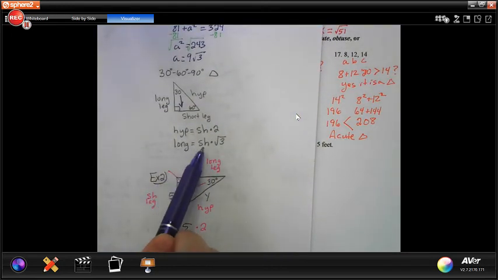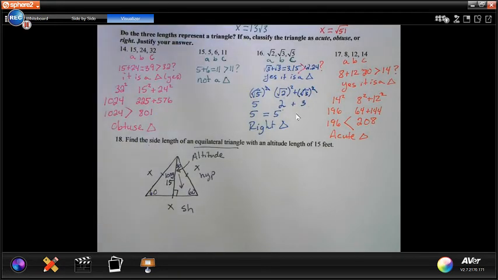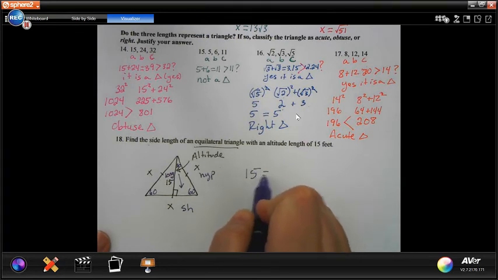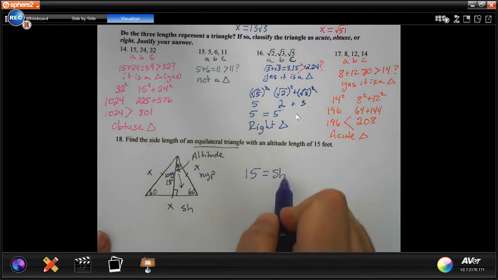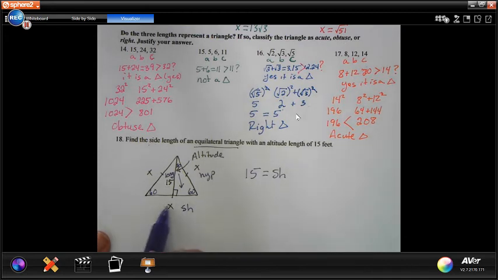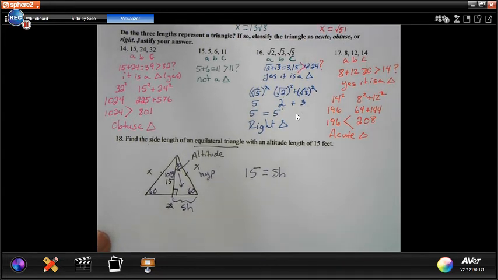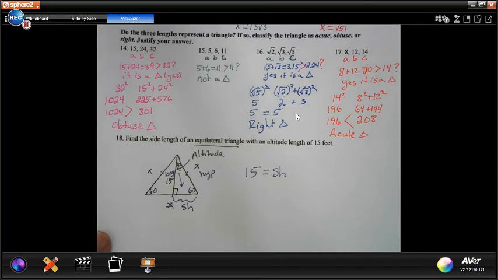Long equals short times radical 3. Long is 15 equals short, I'm just going to call it SH, because it's not X. X is the whole side, and short is not the whole side. Short is from there to there. Okay, so I'm just going to call it SH for short. Times radical 3.